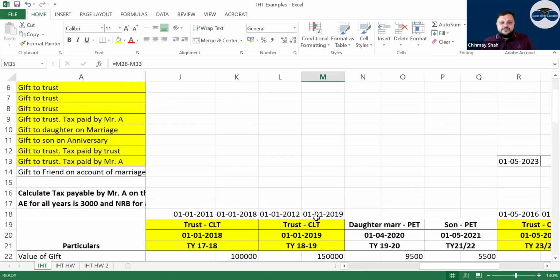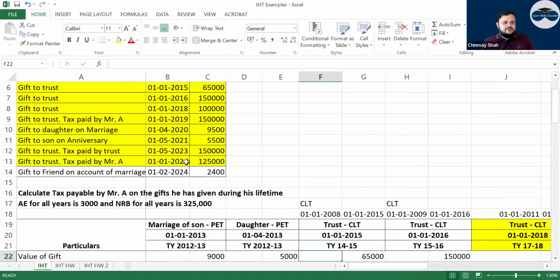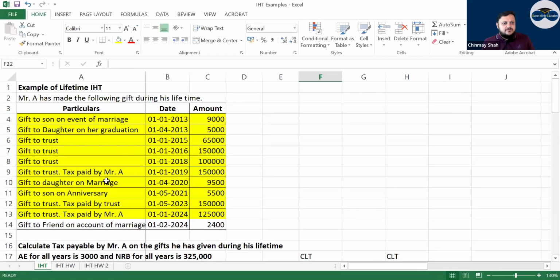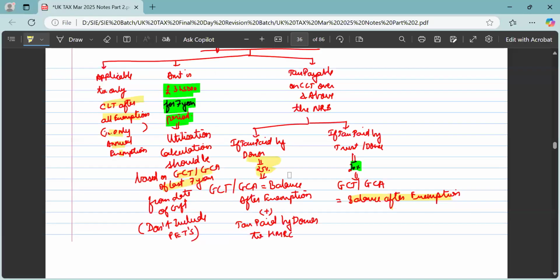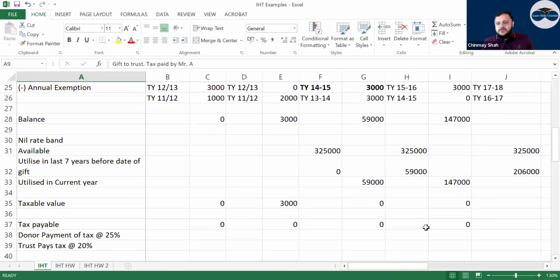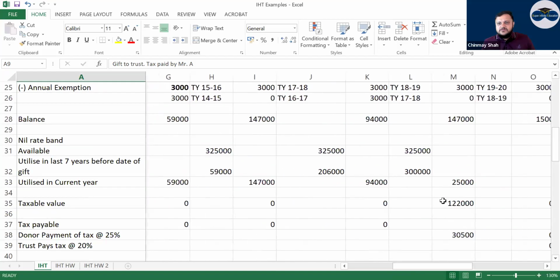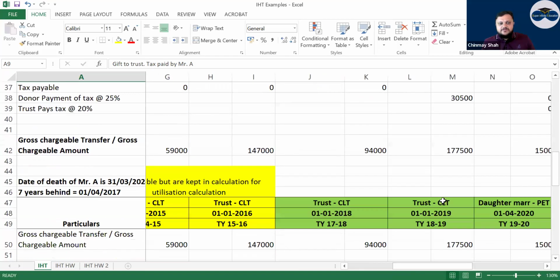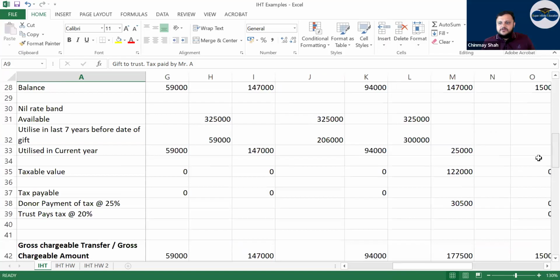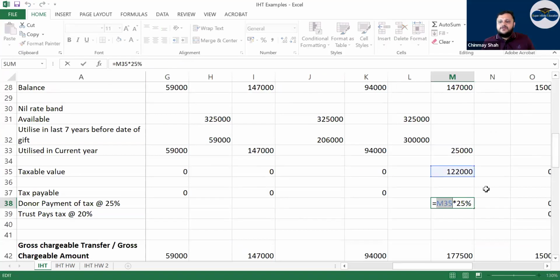Ask yourself who pays the tax. This is 1/1/2019. Go to 1/1/2019. Who pays the tax? Tax paid by whom? Mr. A means donor. If donor pays the tax, have a look. What should be the tax rate? If donor pays the tax, 25%. Then we calculate 25% on this. Where is the 25%? Have a look. 122 into 25%.